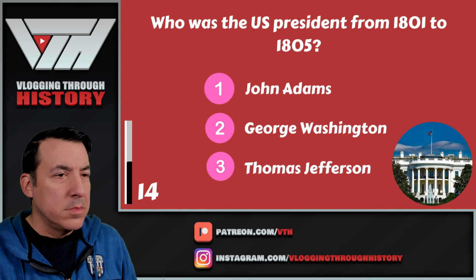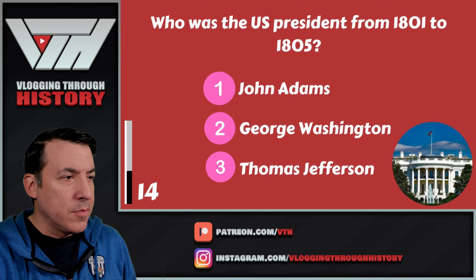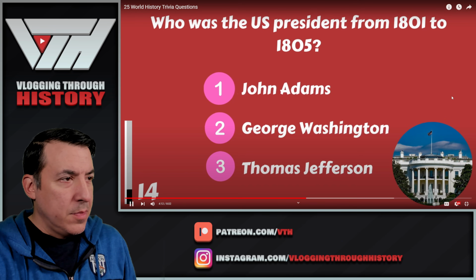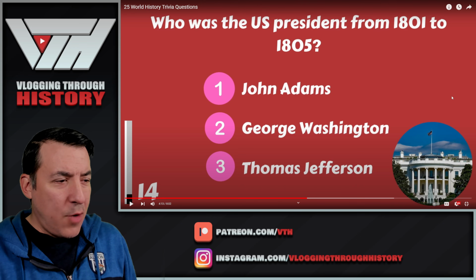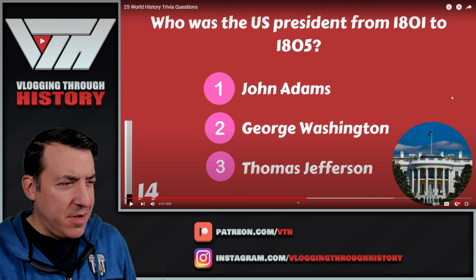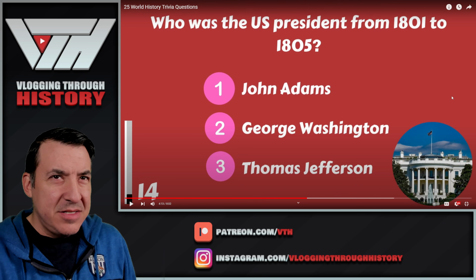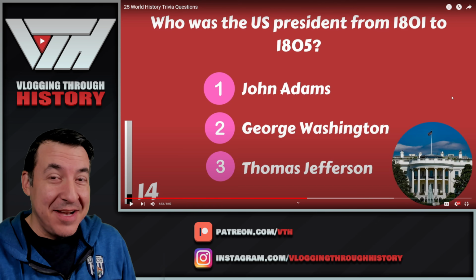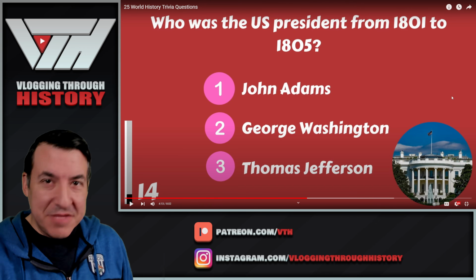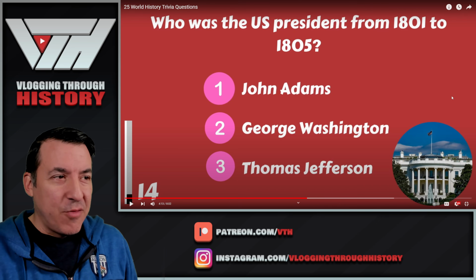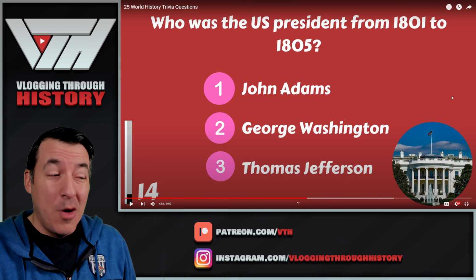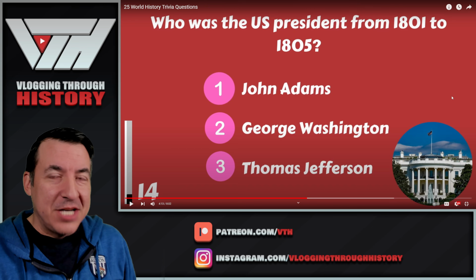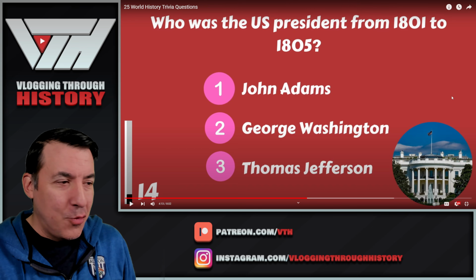Who was the U.S. president from 1801 to 1805? John Adams, George Washington, or Thomas Jefferson? So Washington's president for 8 years, from 1789 to 1797. Adams was his vice president. Adams serves the next 4 years from 1797 to 1801 with Jefferson as his vice president. And then Jefferson wins the election of 1800, becomes president in 1801.